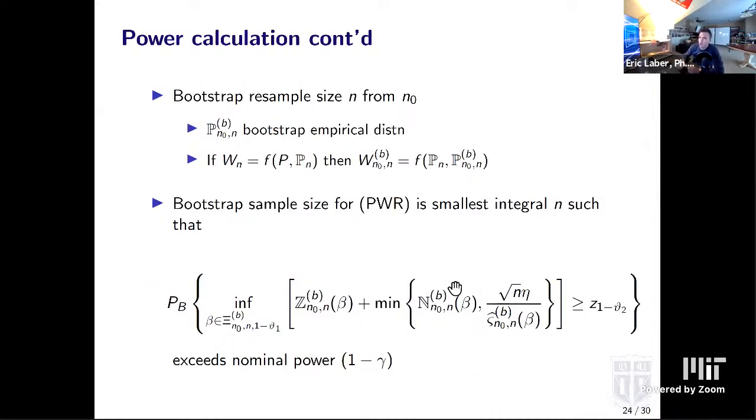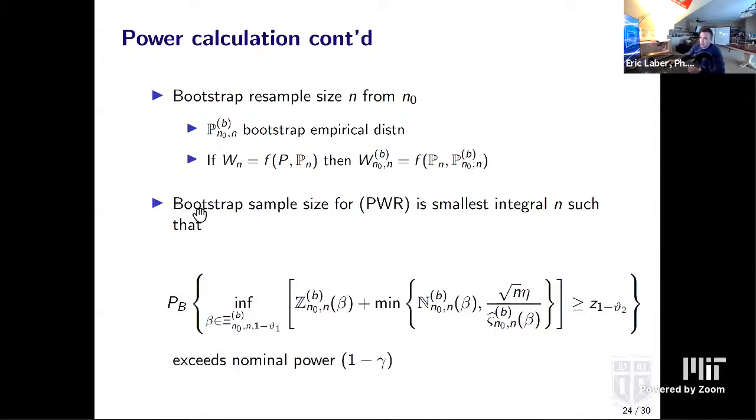And you can show that if you bootstrap data, so if you're doing this oversampling bootstrap thing, we're going to sample, let's say, n from n0, and we'll let P n0 n B be the bootstrap empirical distribution induced by sampling n from n0. And for any function, let's say Wn, which is a function of the truth and the sample distribution, we'll just add a superscript b to denote that same function of the sample distribution in the bootstrap. So we just take the bootstrap analog of this thing, right?